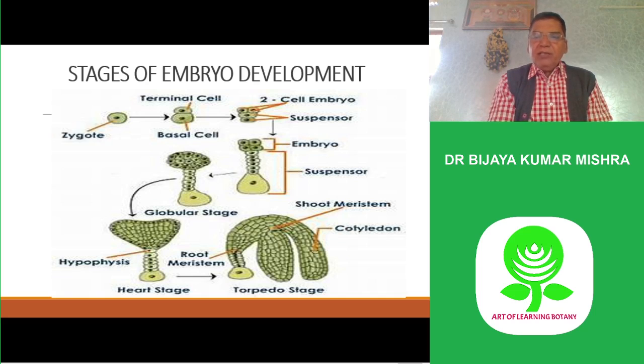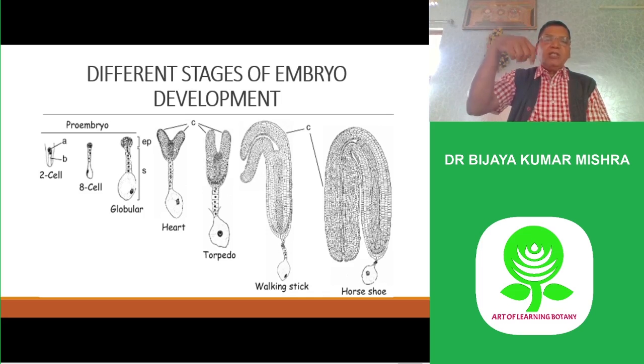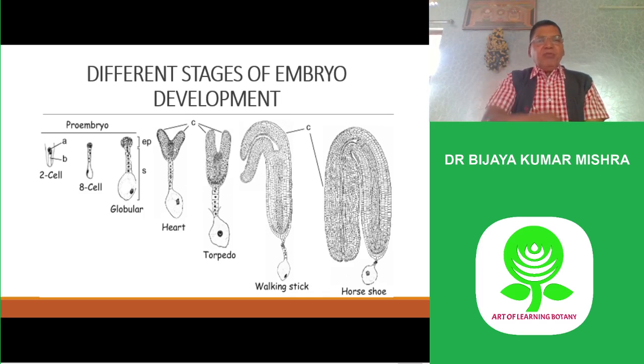Now coming to the next slide, you will find how the structure looks. Up to this is called the proembryo, up to the octant and globular stage. Now you see this is the heart stage, then the torpedo stage. Here you see the vesicle and the ostiole. Now, due to growth of the cotyledon, it becomes the walking stick stage, like an old man's curved walking stick. Further growth of the cotyledons and the embryo gives a horseshoe-shaped stage. That is good packaging inside the seed or the ovule. So this is how the embryo develops.